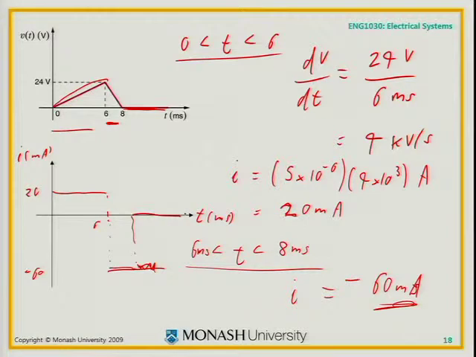So that is just using this I equals C times the time rate of change of voltage and applying that. And about 70% of you were able to do that.